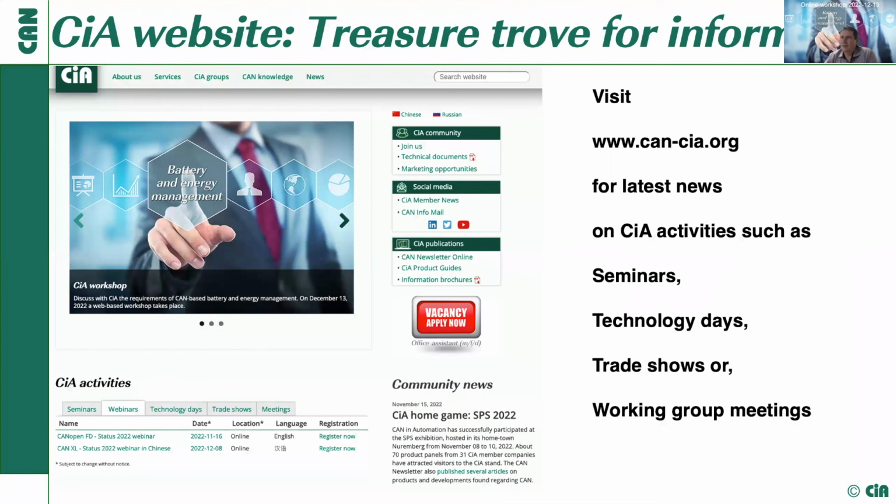Here you see a short screenshot of our website. Here you find everything. In particular, in the lower part we have chapters for meetings, trade shows, technology days, webinars, and seminars. You will see what kind of events and activities are upcoming, and please feel free to register. I would be very happy to meet you again at one of the upcoming activities.